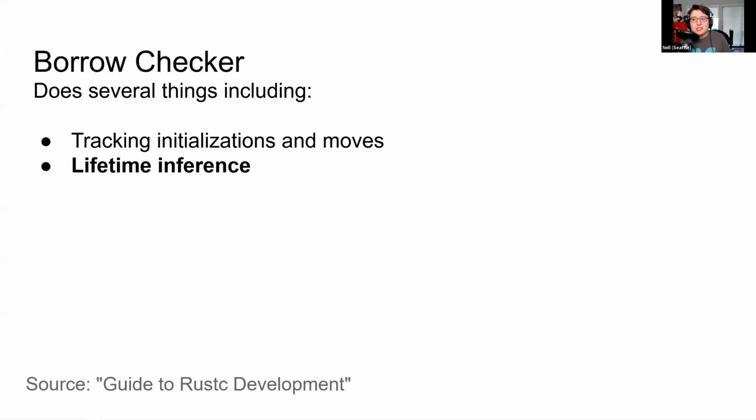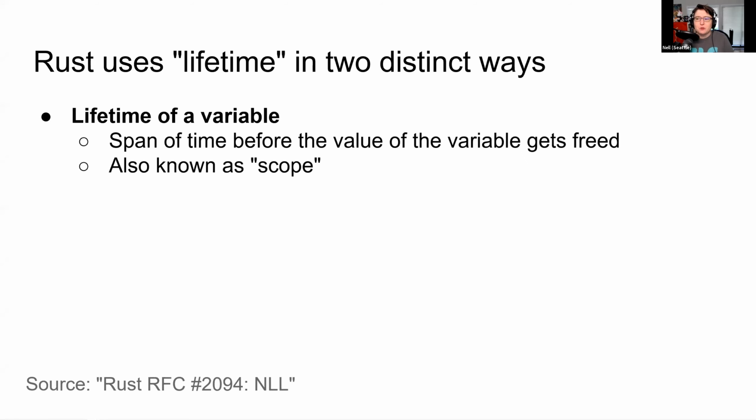Along with tracking initializations and moves, the borrow checker also deals with lifetime inference. Let's go over what that means. Rust uses the word lifetime in two distinct ways. The first is to refer to the lifetime of a value. That's the span of time before the value gets freed. Another word for referring to the lifetime of a value is referring to the variable scope.